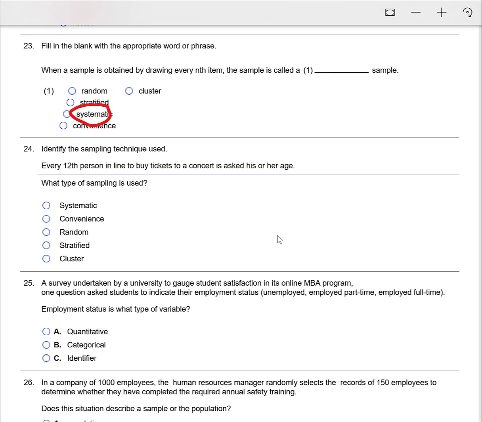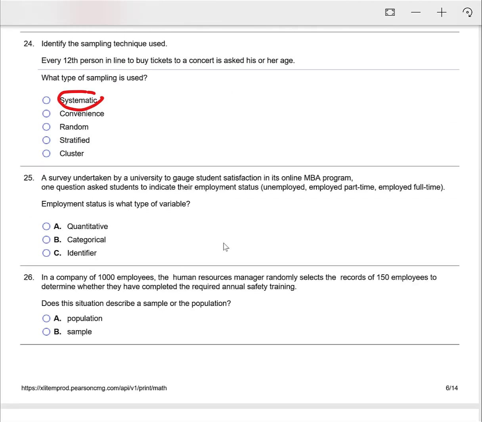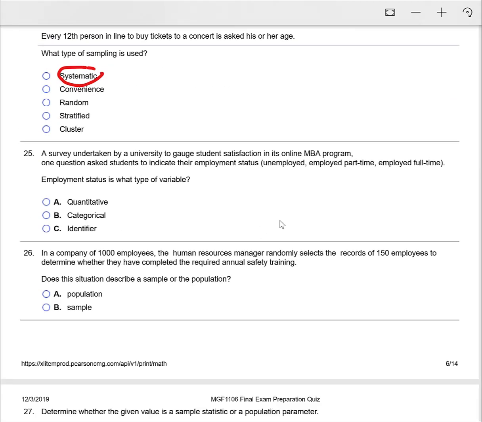Identify the sampling technique. Every 12th person in line to buy tickets to a concert is asked his or her age, and that would again be systematic. A survey is undertaken by a university to gauge student satisfaction in its online MBA program. One question asks students to indicate their employment status. Employment status is what kind of a variable? Notice it puts the students into groups, so this is a categorical variable.